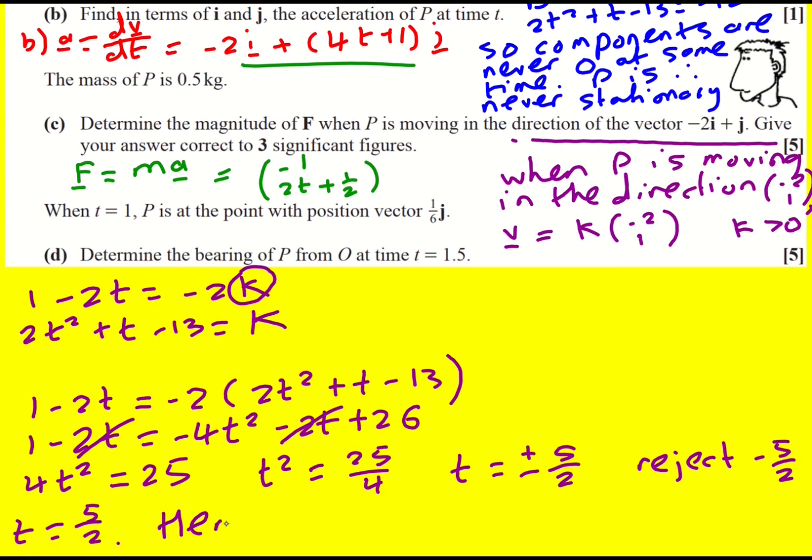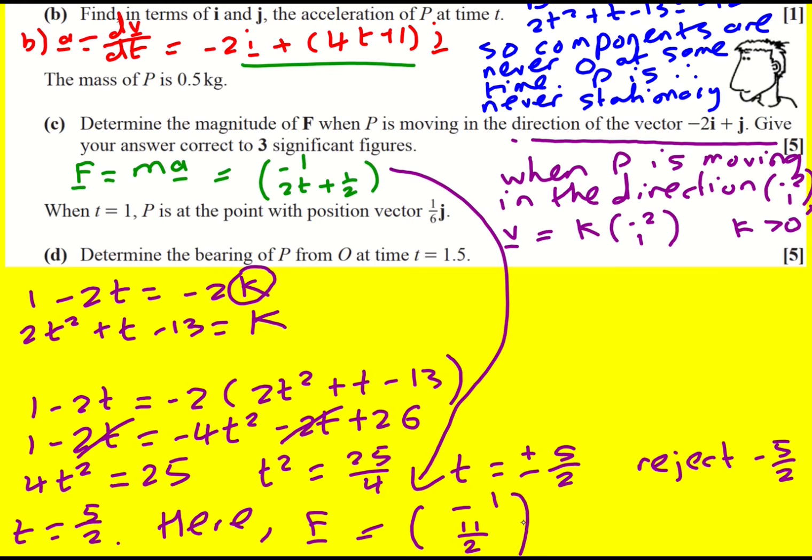And here, F, we're back to F now, will equal minus 1. 2 times 5 over 2 would just be 5. So it's going to be 5 plus a half, or 11 over 2.